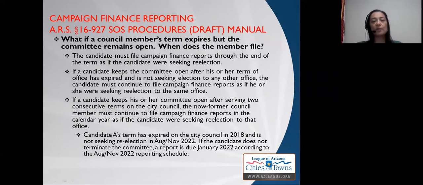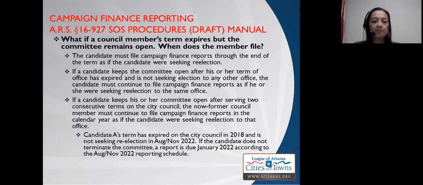So what if a council member's term expires, but the committee remains open? When does the member file? A candidate has to file their reports through the end of the term as if they were seeking re-election. Again, this is from the procedures manual. If a candidate keeps the committee open after his or her term of office has expired and they're not seeking election to any other office, they're still responsible for filing those reports. You anticipate it based on the office they were holding and when they would have sought re-election in the future.